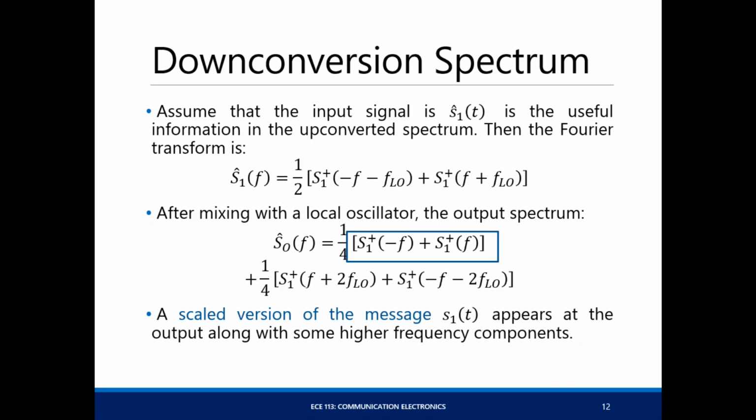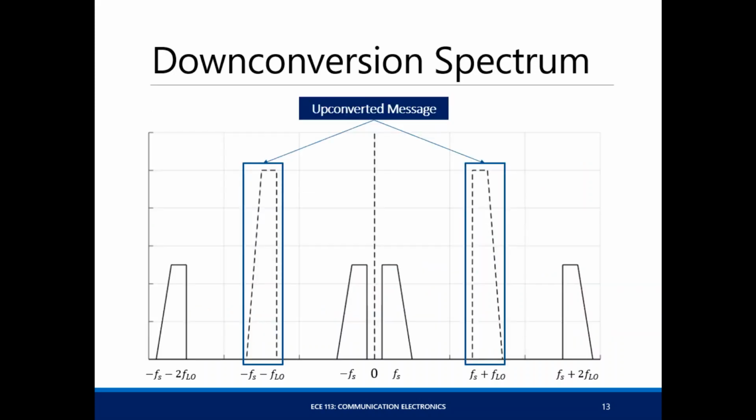So the Fourier transform becomes this. Let's say we use the upper sideband. If we mix it with another local oscillator for your receiver, we have two signals right here. One is your original signal, the other is some high frequency component. Right? And it's scaled by 1/4. So this is your upconverted message.